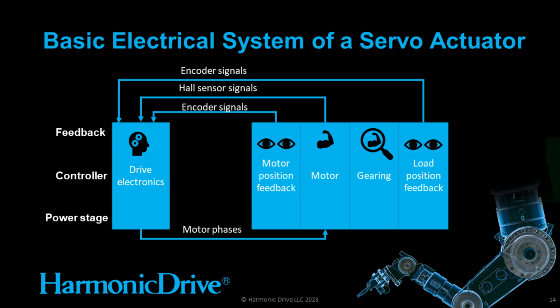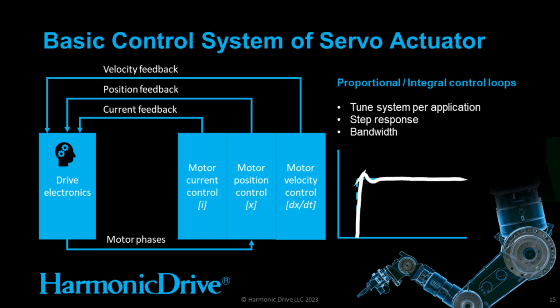And in some applications, there's a secondary encoder coupled to the output of the gear that is fed back to the drive electronics so that you can have extra functionality by knowing the gear output's position. So all of these electrical systems are controlled using feedback.